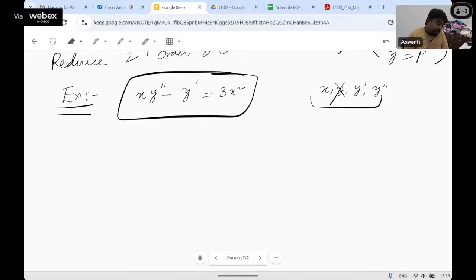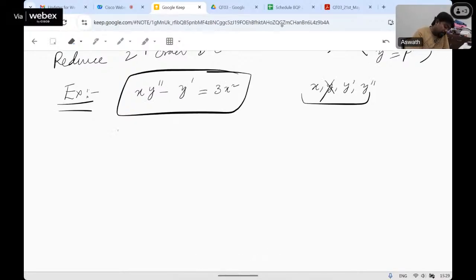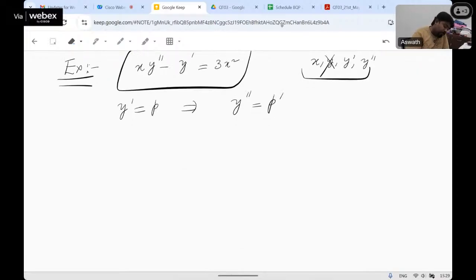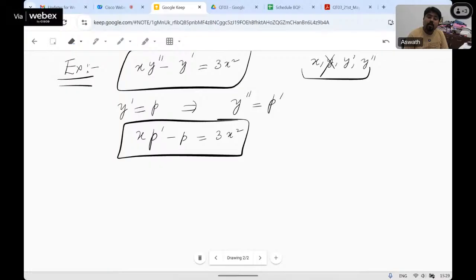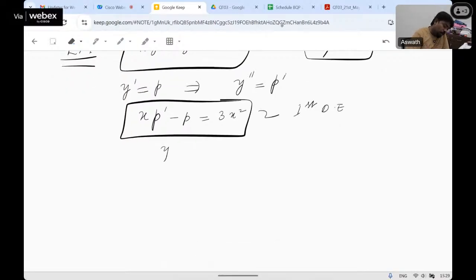If that is missing, the technique I said is to introduce y prime is equal to p. Which implies y double prime is equal to p prime. Let me substitute these here, which gives x into p prime minus p is equal to 3x square. Now see, I got a first order differential equation. Not only that, I have one more first order differential equation, which is y prime is equal to p. So there are two first order differential equations. This is one, this is two.